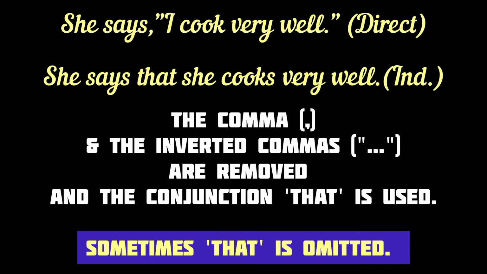She says, "I cook very well" is an example of direct speech. Here, the statement "I cook very well" is called the reported speech. Here, "I cook very well" is an assertive sentence in the reported speech. Now, in order to change it to indirect speech, the comma before the reported speech and the inverted commas are first removed, and the connective or conjunction "that" is used to join the two clauses. So in indirect speech we have, she says that she cooks very well. Sometimes, especially in spoken English, the connective "that" is omitted.